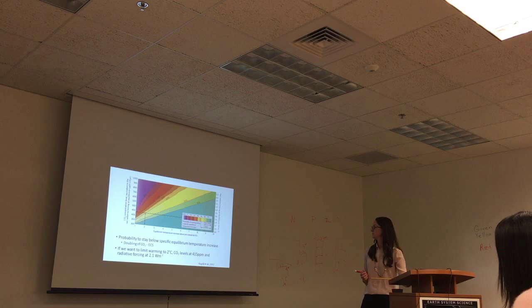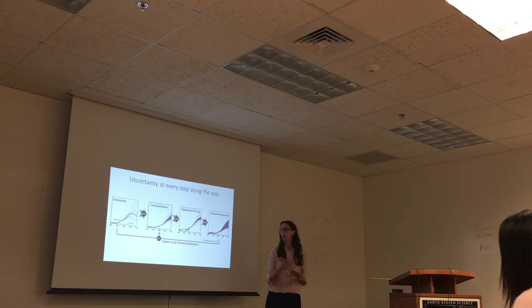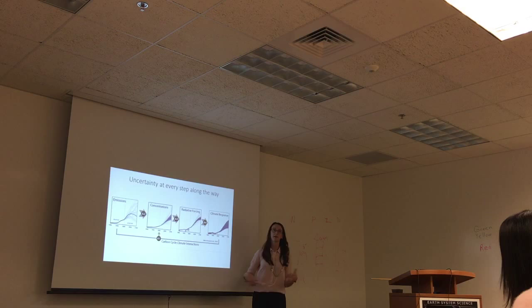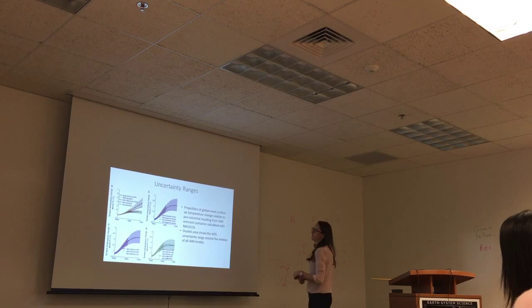One of the things we can also do with simple climate models is look at uncertainty. There's uncertainty all along the whole process. There's uncertainty in our emissions projections, in how we calculate concentrations in the carbon cycle, and in our radiative forcing, and all that uncertainty gets propagated into uncertainty in our temperature change. So we can use these simple climate models to look at a spread of results and see what the uncertainty is.